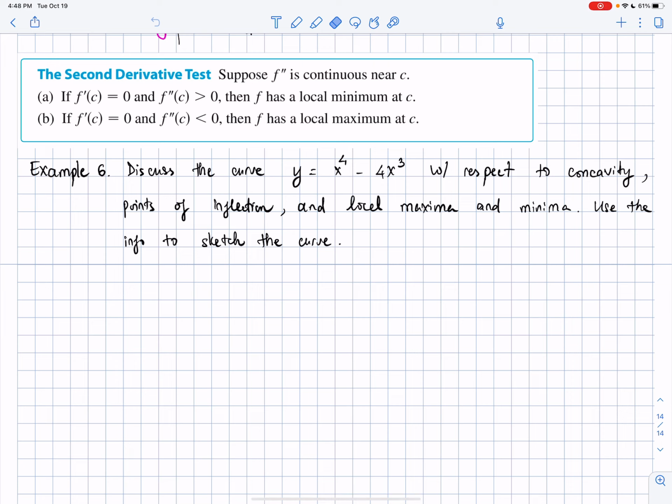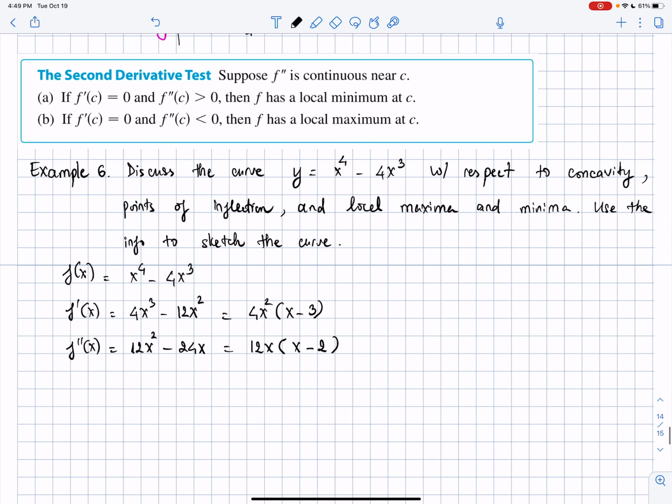So first of all, let's assume that we have f of x equals x to the 4 minus 4x cubed. We want to find the first derivative, and we get 4x cubed minus 12x squared. For the future, I want to factor this out so that I can solve for this. Then f double prime of x, I will get 12x squared minus 24x. And then I factor this out for the future, so I get 12x times (x minus 2).